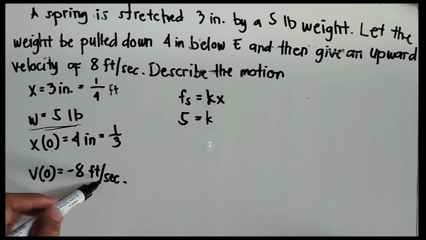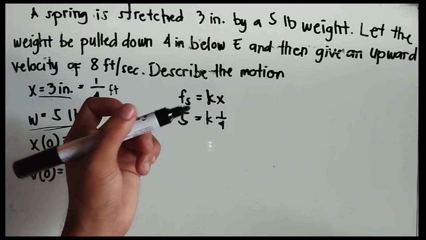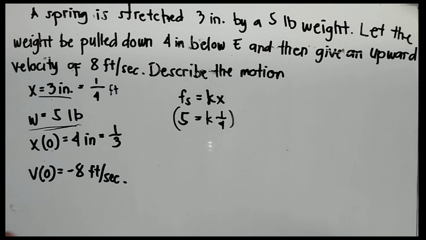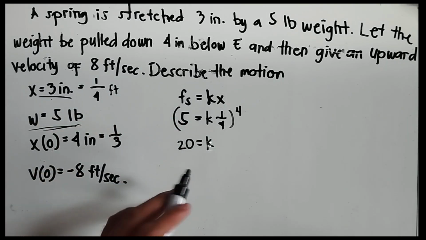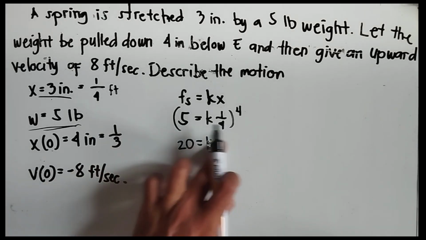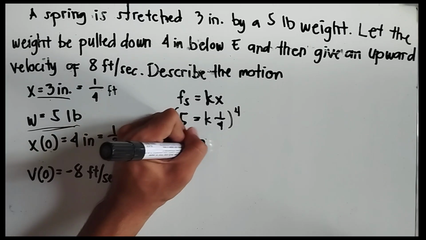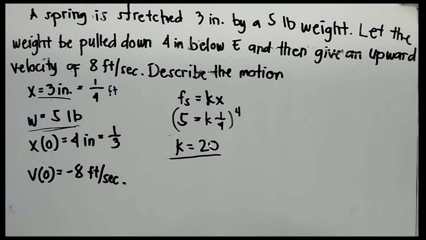As you can observe, the given is in feet, so we're going to convert it into feet. Since 1 foot is equal to 12 inches, we have 1/4 of a foot for our x, so we have k times 1/4. In order to solve for k, we multiply both sides by 4. 5 times 4 is 20, which is equal to k. So for our k, we have 20. Since it is a spring constant, this must be our spring constant.